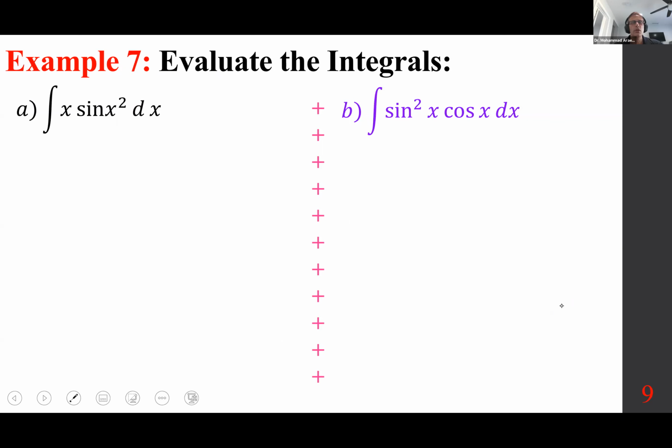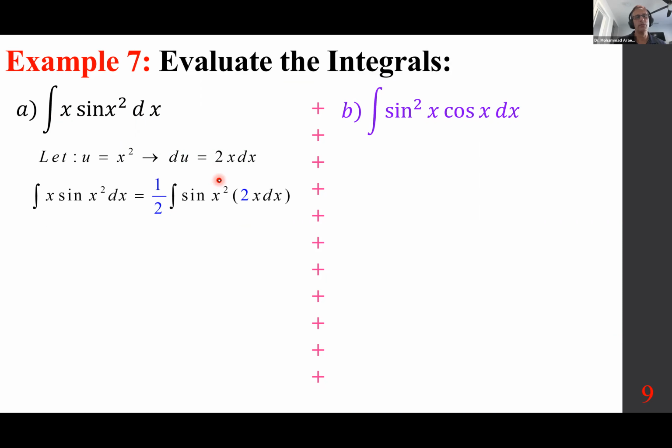Dealing with sinusoidal functions. If the argument is being raised to the power, that is the choice of u. If we do so, du becomes 2x dx. We move the x next to the x. We notice 2 is missing. We multiply and divide by it.